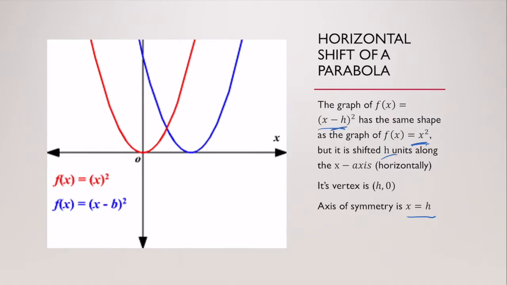Now, it has to be of the form x minus h, and then it's shifted h units along the x-axis. So I'm going to show you why it looks a little bit opposite. So let's go through a couple examples.